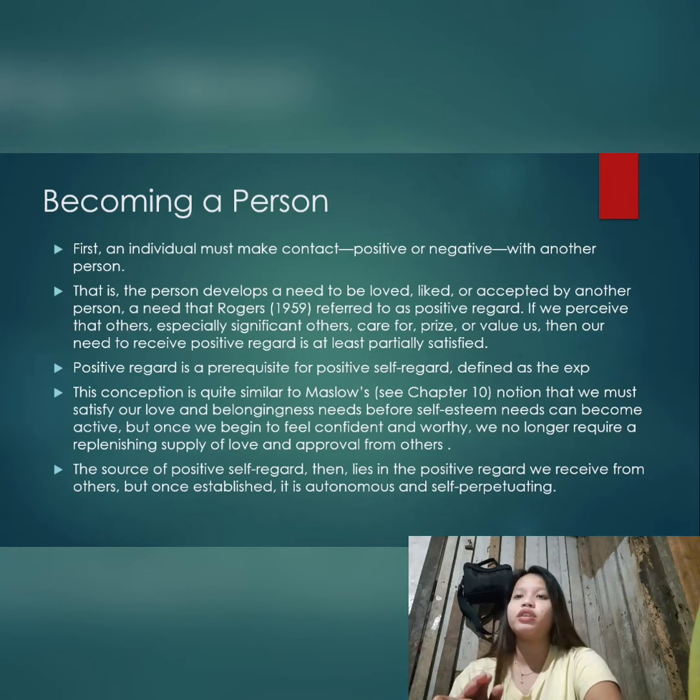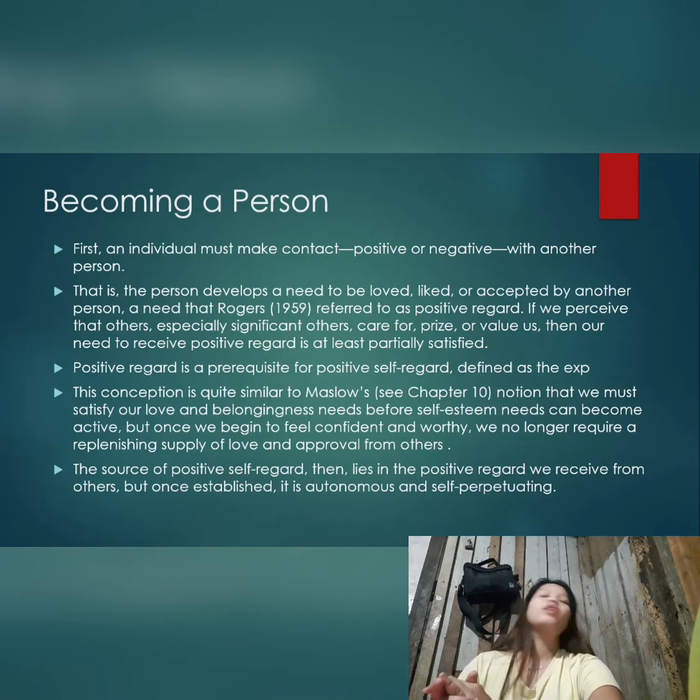If we perceive that others, especially significant others, care for, prize, or value us, then our need to receive positive regard is at least partially satisfied. So positive regard is a prerequisite for positive self-regard. This conception is quite similar to Maslow's, as you're going to see in chapter 10: we must satisfy our love and belonging needs before self-esteem needs can become active. But once we begin to feel confident and worthy, we no longer require a replenishing supply of love and approval from others.